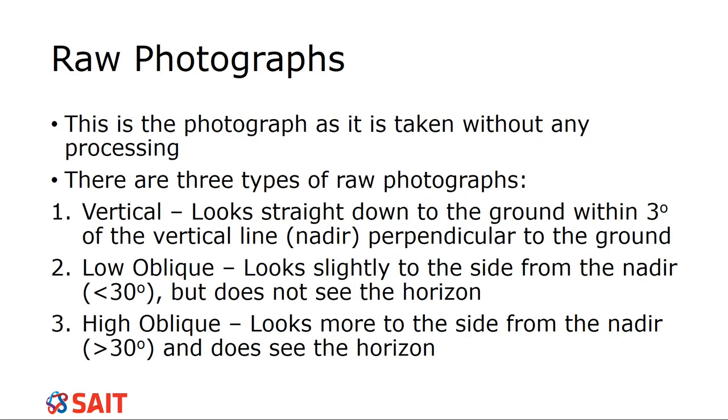And so what is a raw aerial photo? That just means it's really as it is taken. You take that photograph as is and you apply it. There are three types of these photos. The first one is a vertical.